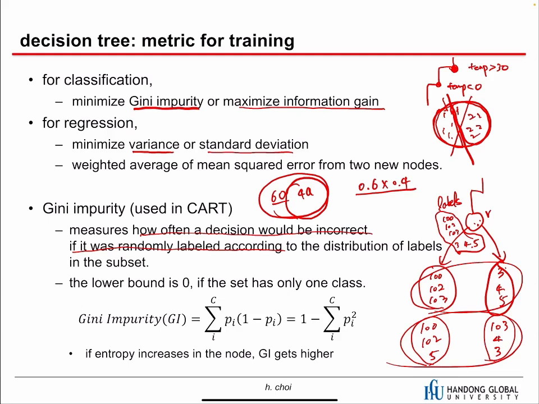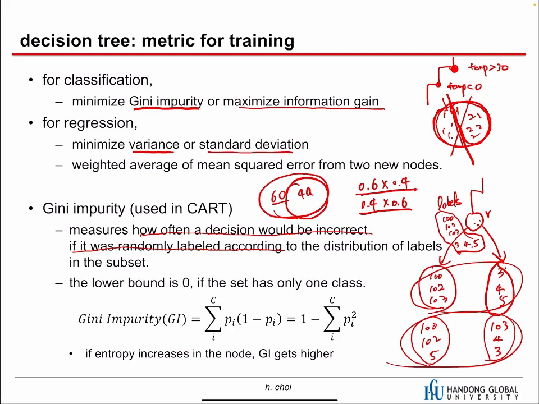Also, 40% of the time we are going to say, oh, this is apple, right? And in this case, we are going to be incorrect 60%. So in this case it's a binary class problem, so this one and this one have the same value.